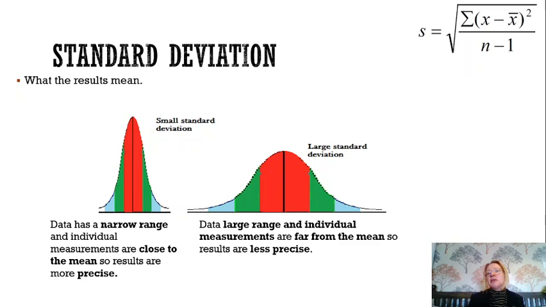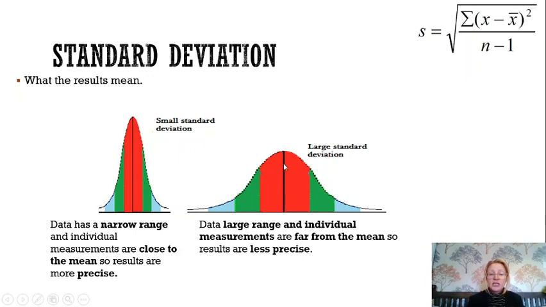So standard deviation, when we get our results, then we can actually look at the spread of that data from the mean. And here we've got quite a small standard deviation, so that means that all of those data points are pretty close to that mean value. So we've got a narrow range, and we can tell then that our results are precise.